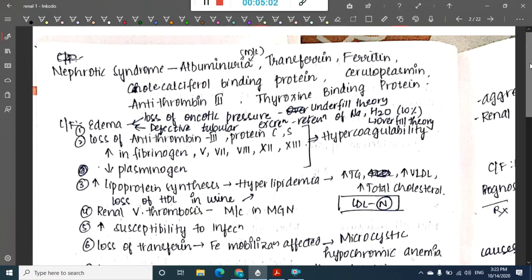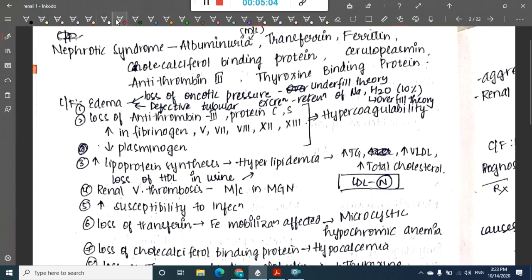Then we will see some important points in nephrotic syndrome. Nephrotic syndrome is also associated with albuminuria; transferrin is lost in the urine, ferritin, cholecalciferol binding protein, ceruloplasmin, then antithrombin 3, thyroxine binding globulin. So all these are lost in urine along with albumin in nephrotic syndrome.